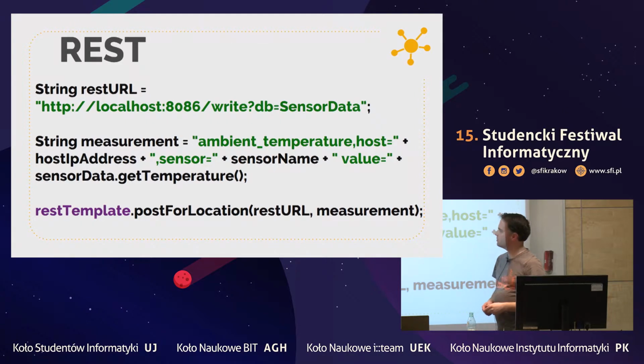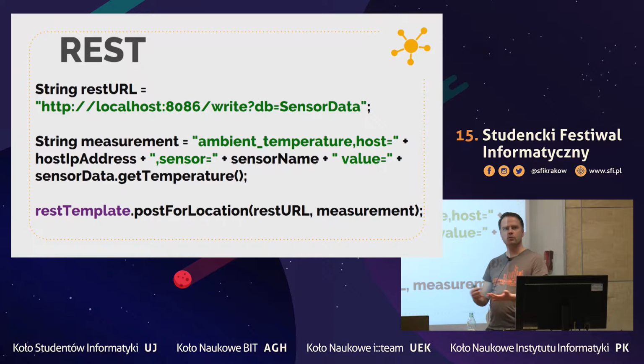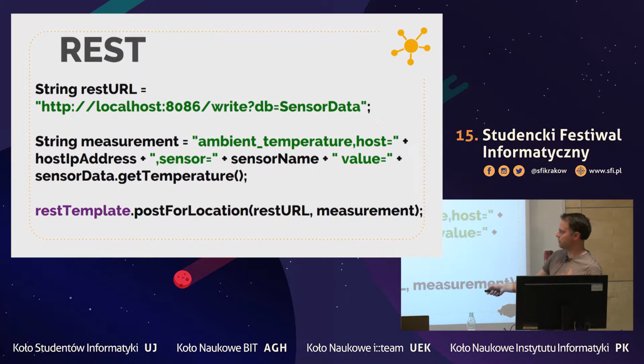If we go for the REST example, we can specify the REST URL. We specify the measurement. You see this is a bit ugly with all the string concatenations that I'm doing. And then I can say, okay, REST template, which is a class within Spring to do REST calls to an endpoint. I want to post the data to this URL, so the URL here, and I want to send this measurement. And then it will also be stored inside the database.